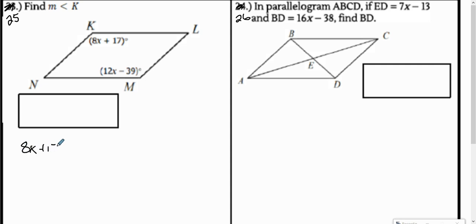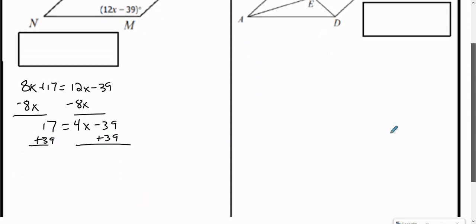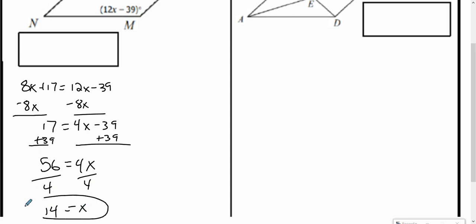8x plus 17 equals 12x minus 39. I'm going to subtract 8x from both sides. I get 17 equals 4x minus 39. I'm going to add 39 to both sides. And I believe that ends up being 56. Yeah, 56. Divide by 4. And x equals 14.